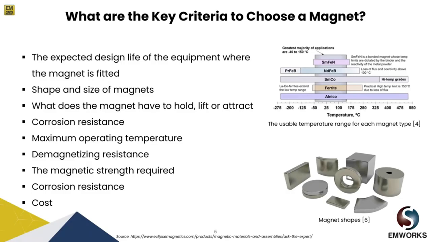Next is the shape and size of magnets, or what does the magnet have to hold, lift, or attract? Well, basically the pole of a magnet is its strongest part, so it doesn't matter how small the magnet is or what its shape is, it will always have two poles. Next we have maximum operating temperature, which we have already seen in the previous slide. Then comes the resistance to demagnetization, and the magnetic strength required.